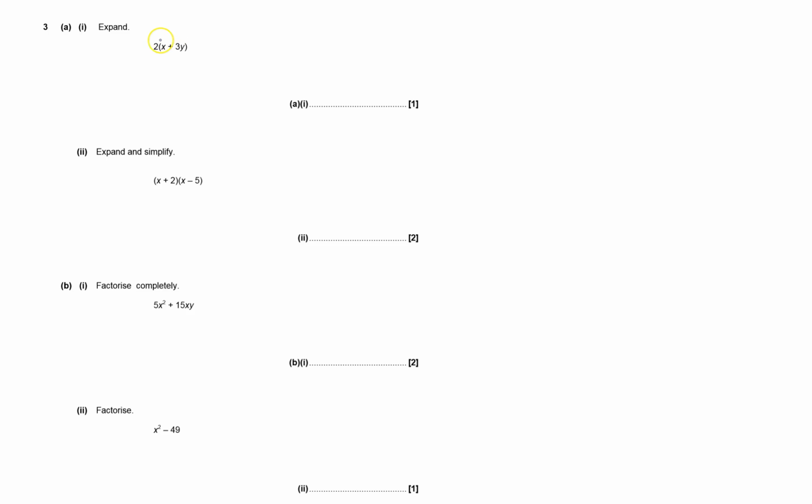Okay, got to expand this, or multiply out, 2 lots of x. It's 2x, and then 2 lots of 3y is plus, so it's going to be plus 2 3s, 6. Do the numbers first, and then that leaves the y as well. 2x plus 6y.